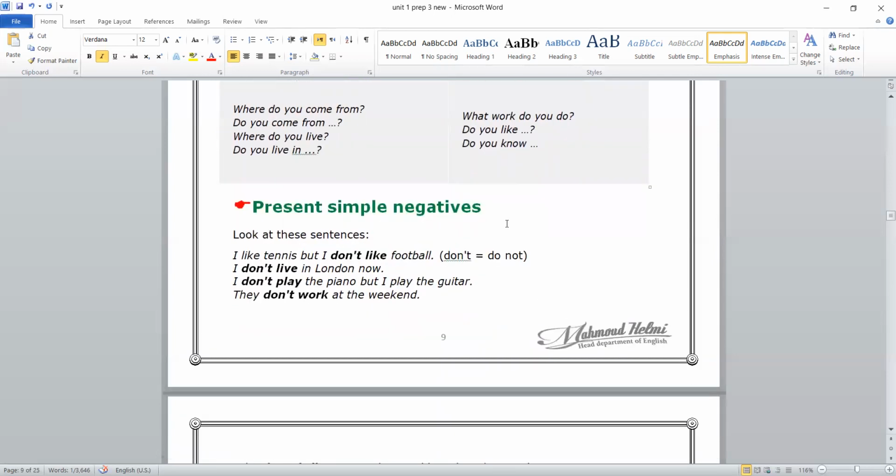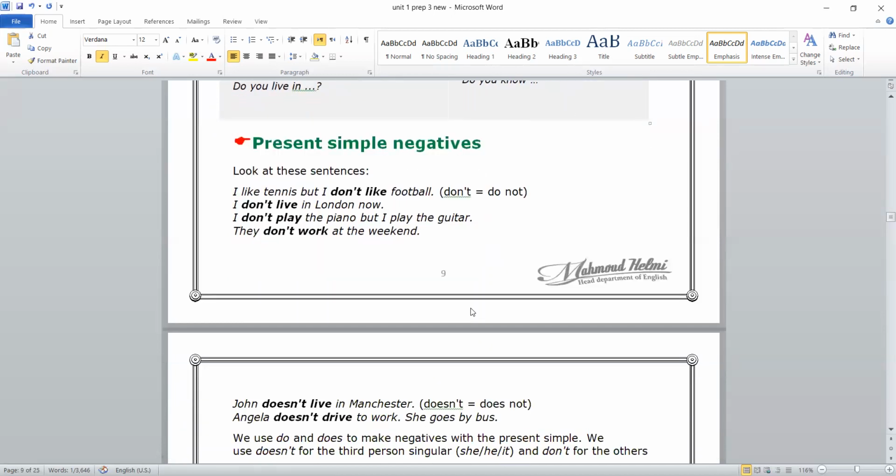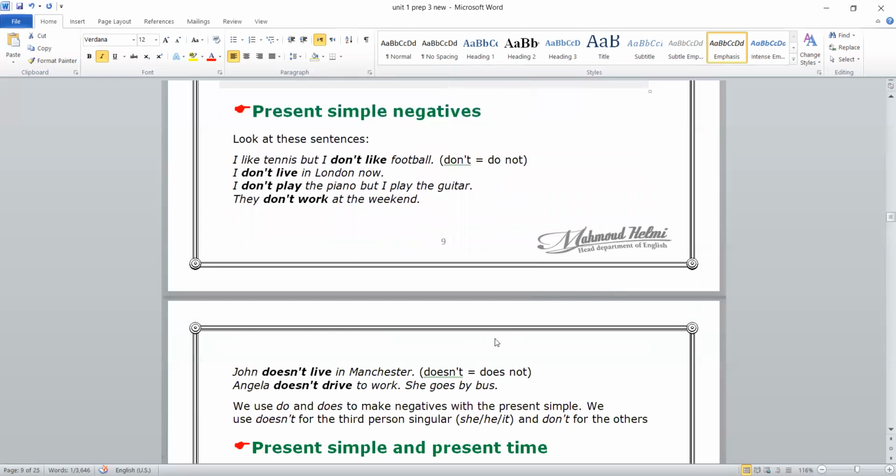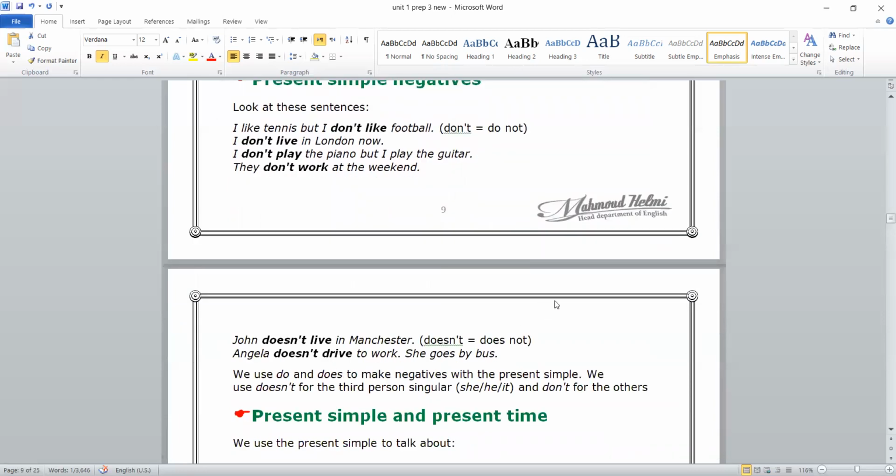Present simple negatives. How to form the negative of the present simple? Look at these sentences. I like tennis, but I don't like football. Don't is the abbreviation of do not. I don't live in London now. I don't play the piano, but I play the guitar. They don't work at the weekend. John doesn't live in Manchester. Doesn't is the abbreviation of does not. Angela doesn't drive to work. She goes by bus.